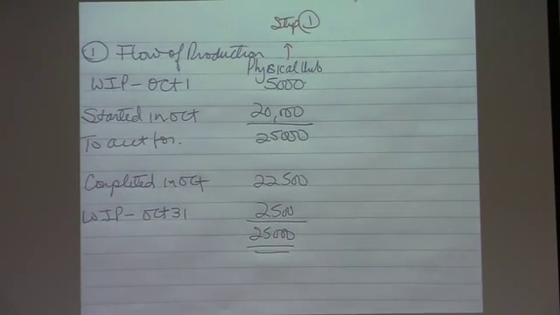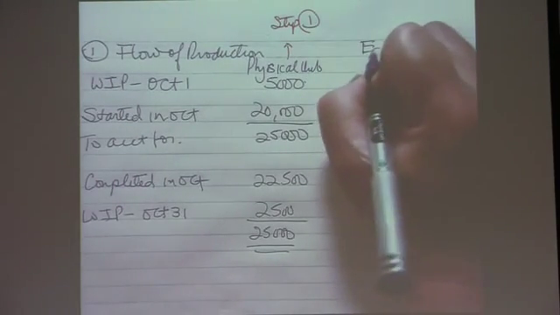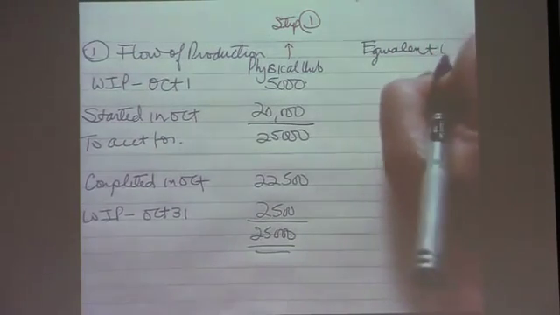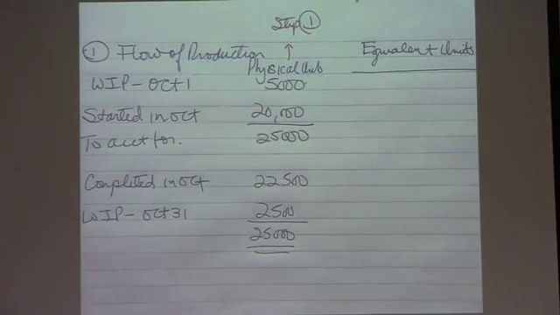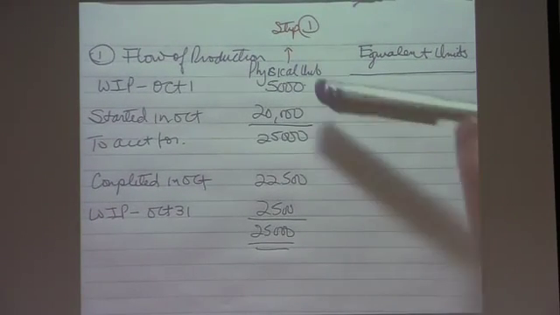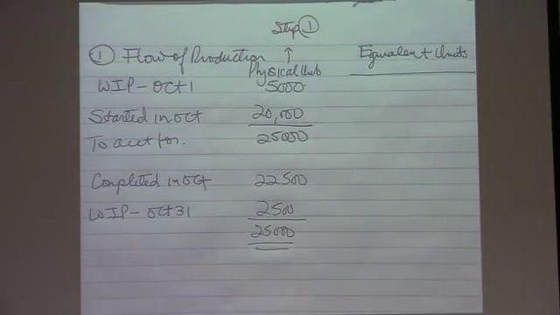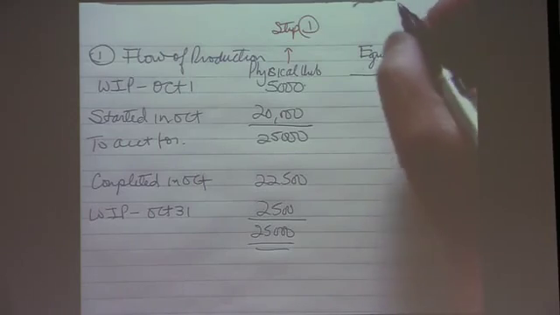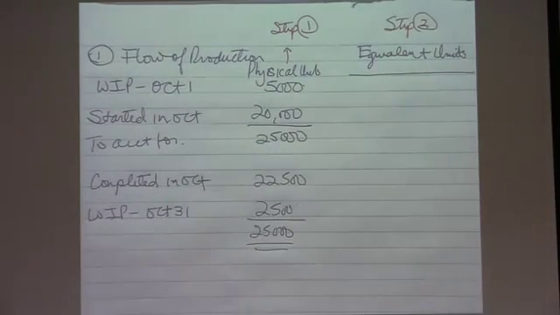That's step 1. Now step 2 requires us to calculate the equivalent units. Equivalent units basically means the number of equivalent units. Obviously some of these are partially completed. We want to know in total what are the equivalent units that we finished for the month of October. So this is really step 2 of the 5-step approach.